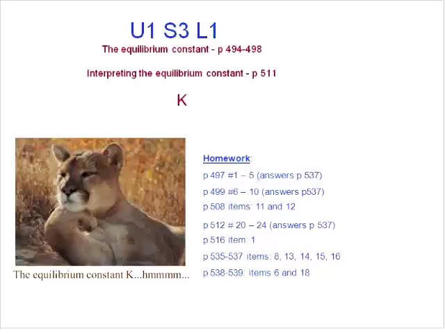We also asked, what if we start disrupting? What if we start adding a stress to the system to see if we can get it to shift one way or the other, depending on what type of stress we added? And that was Le Chatelier's principle.